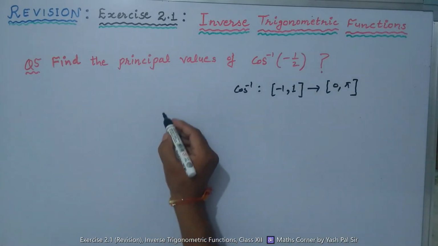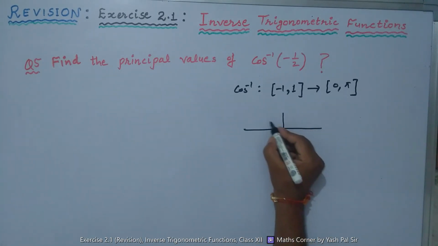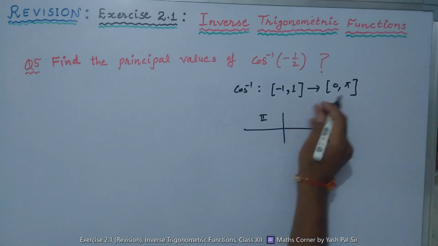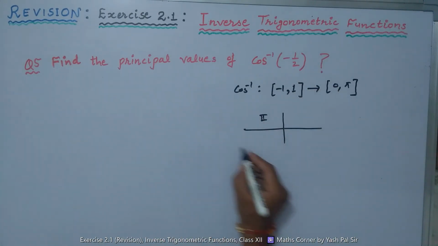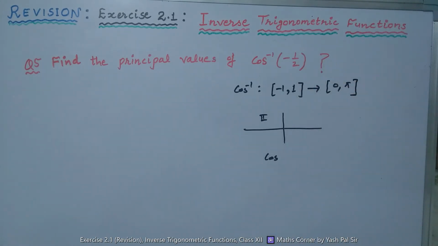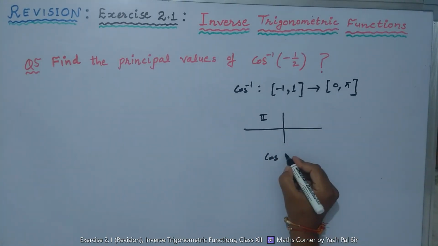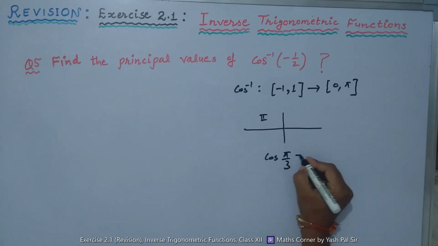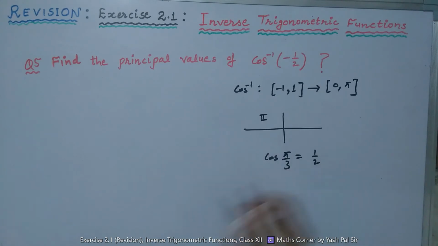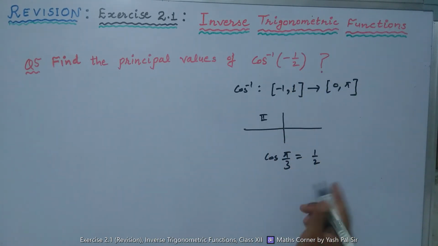So here we can say, in the second quadrant cos is negative. So what we can say here is cos of theta where theta is equal to pi upon 3, cos pi upon 3, this is equal to 1 upon 2. Cos 60 degree is equal to 1 upon 2. But in the second quadrant we have negative.